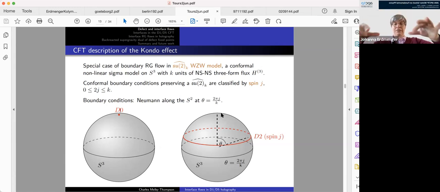this point becomes a circle which slides down, so it becomes this red line, which slides down on this S3. And there's a final point where it has to stop. And this is determined by this angle theta. And theta involves the spin J and also the units of flux, K. Okay, so essentially when this number is reached, the flow just stops. Okay, so this is a field theory picture.